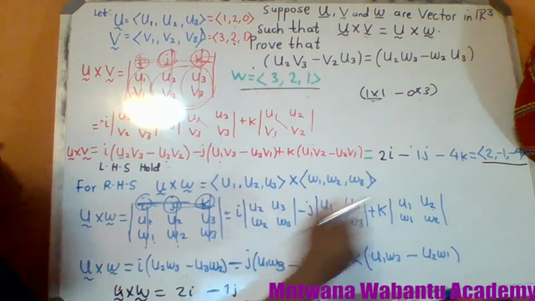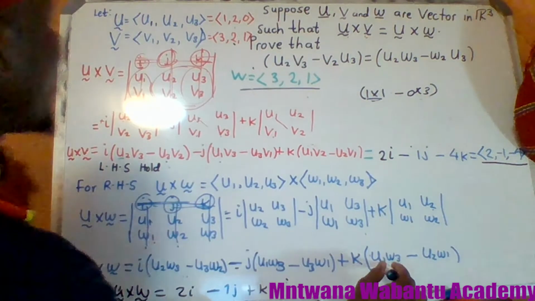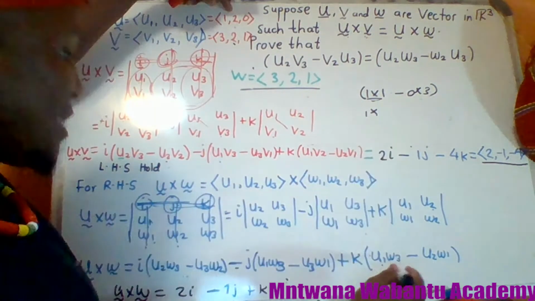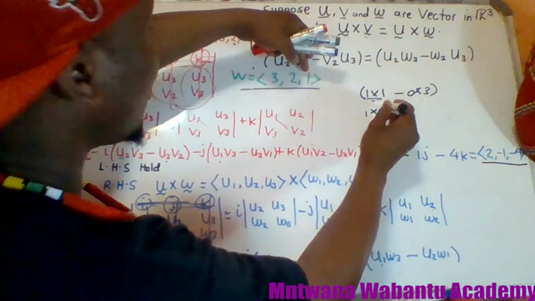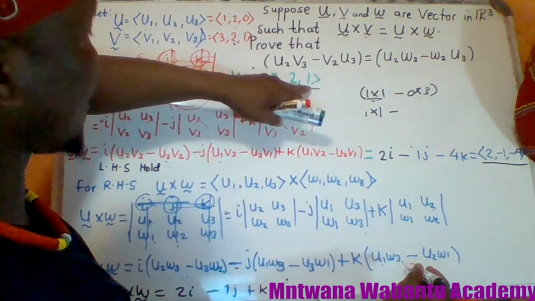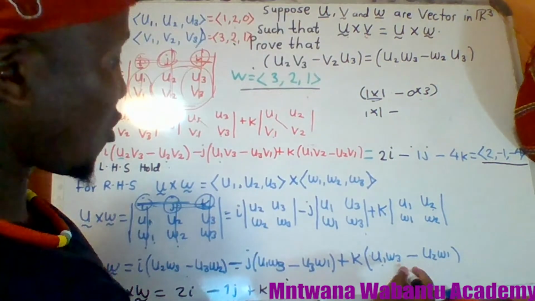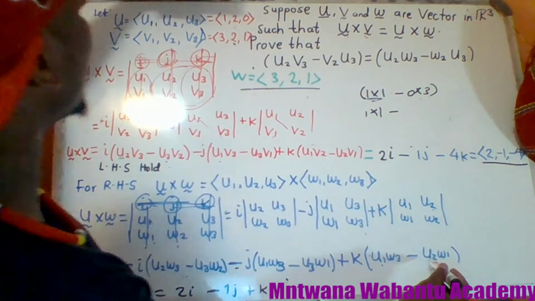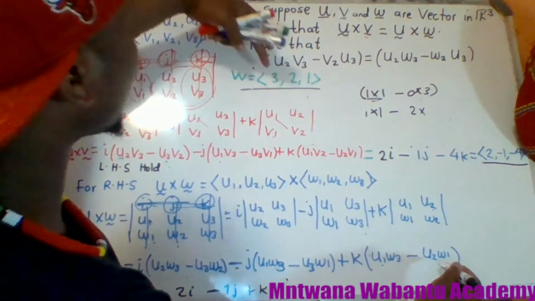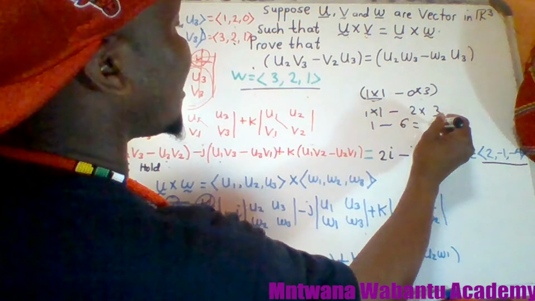For the last one, when you substitute, you're going to get the same, which is negative 4. But let me show you. So it's going to be plus chi. Okay, what is u1? Our u1 equal to 1. Multiply w3. What is w3 equal to? w3 equal to 1. u1 equal to 1, w3 equal to 1. Now we go minus u2. What is u2? u2 equal to 2. Okay, w1. What is w1? Equal to 3. So this is going to give us 1 minus 6 equal to negative 5.